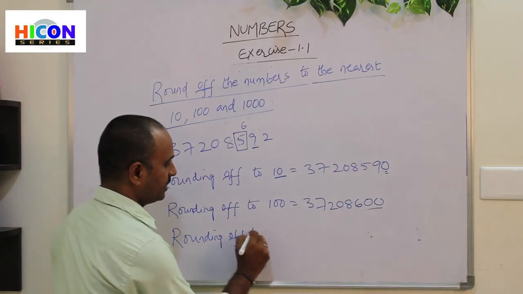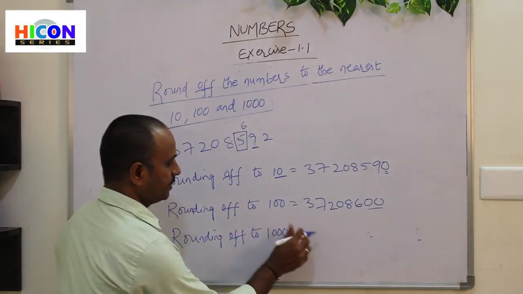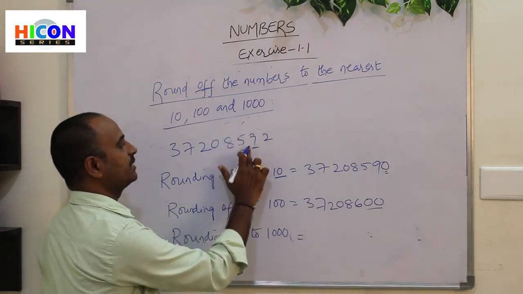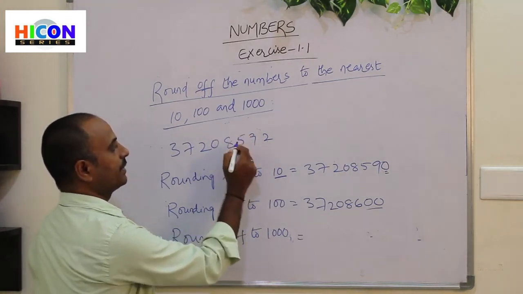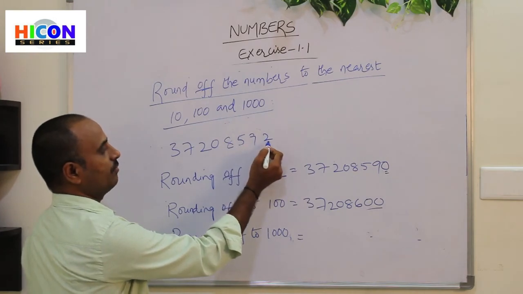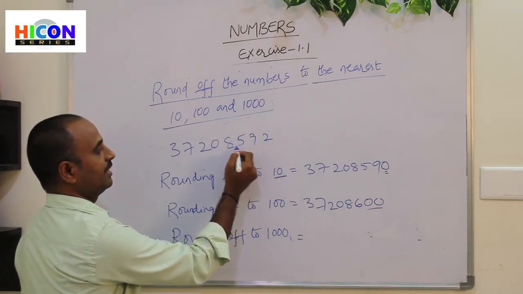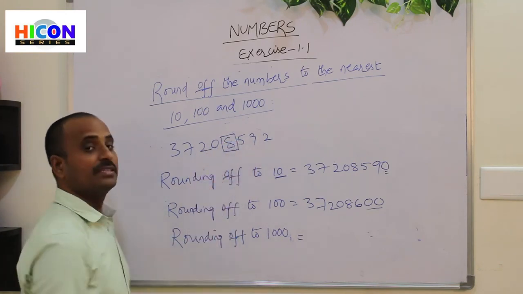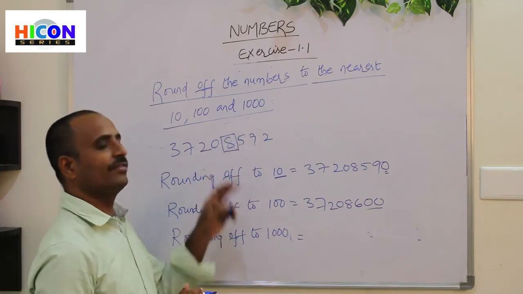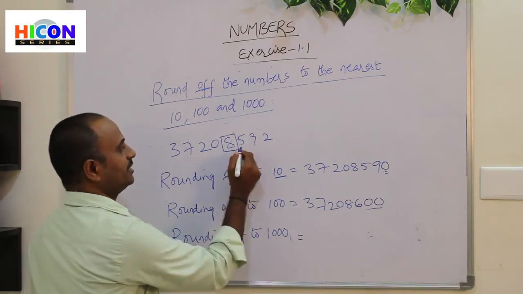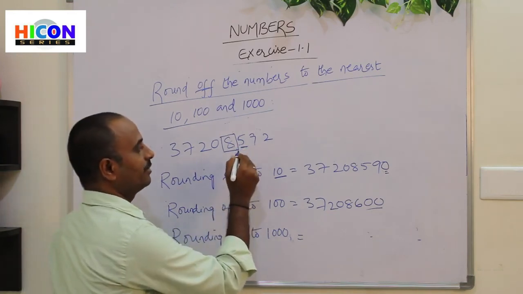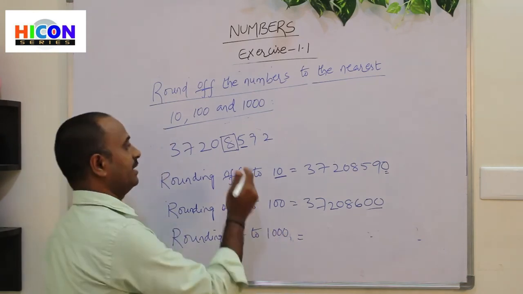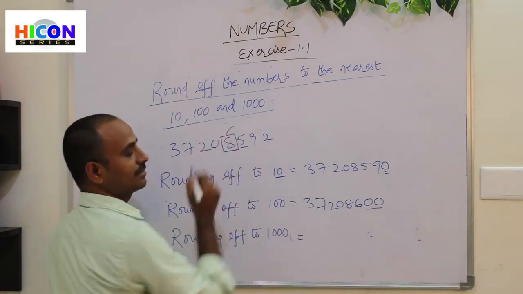Rounding off to 1000. So children, identify the digit present in the thousands place. So here the digit present in the thousands place is: ones, tens, hundreds, thousands. So 8 is present in the thousands place. That means 8 thousands are there in the given number. Check the next digit. The next digit is 5, and if the next digit is 5 or greater than 5, so write the next thousands.